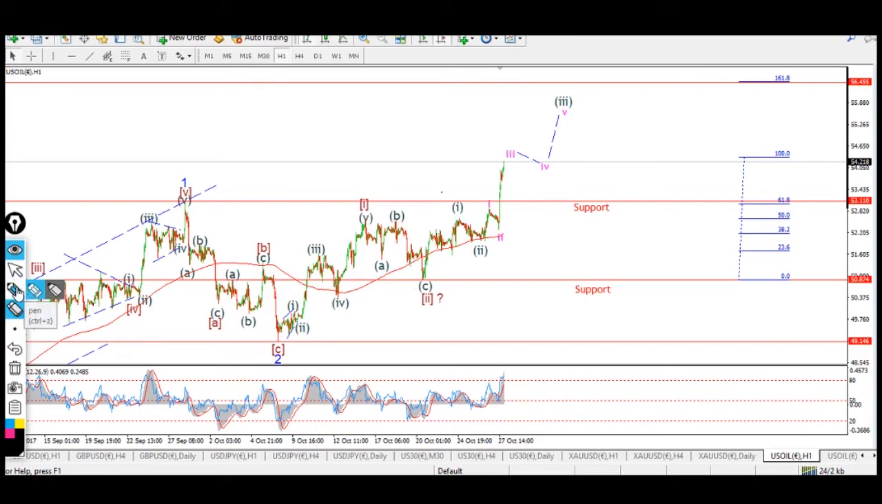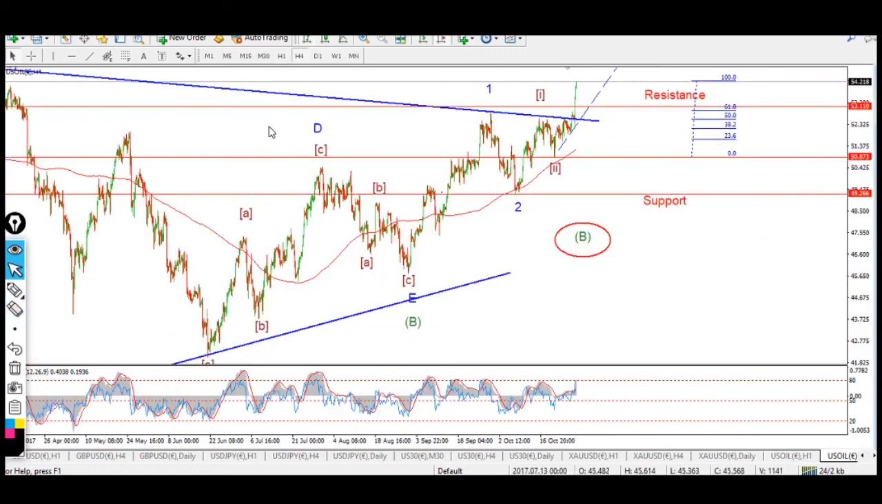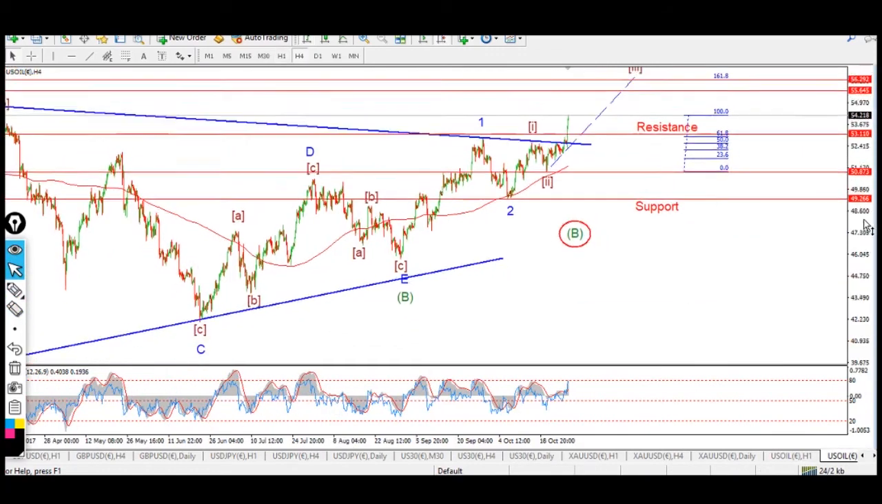I'm getting interference from the background here. So let's go to the 4-hour chart and see how we're faring out there.